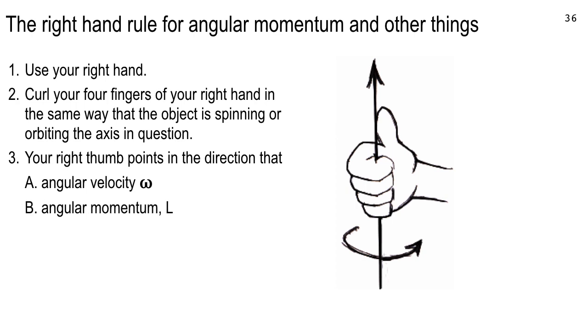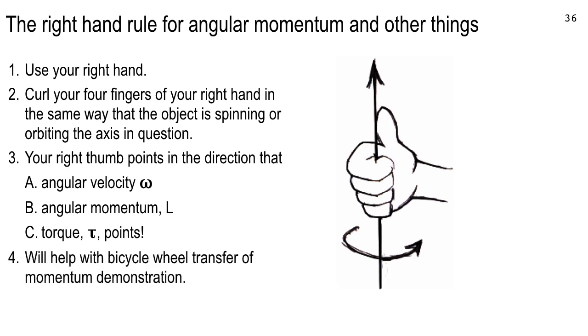Then your thumb tells you the direction of the angular velocity and the angular momentum. So just think of any clock. If it's going counterclockwise, then your thumb is pointing out. But if it's going clockwise like this, then your thumb is pointing the other direction. Right? So the direction of the torque is also in that direction.